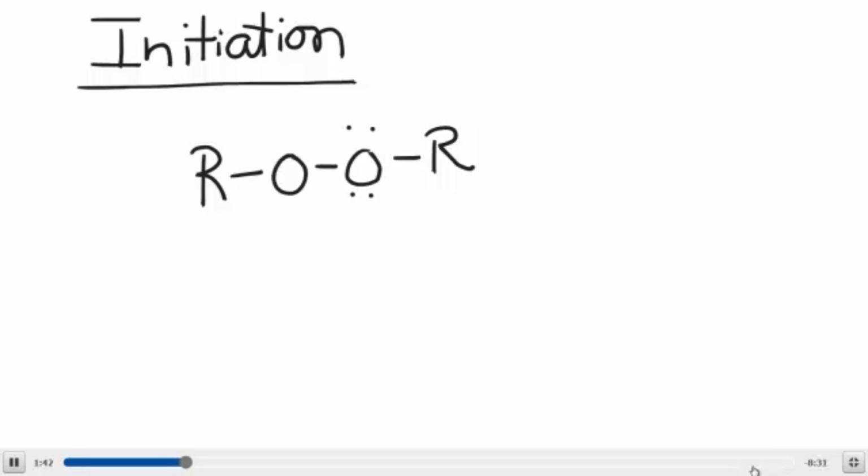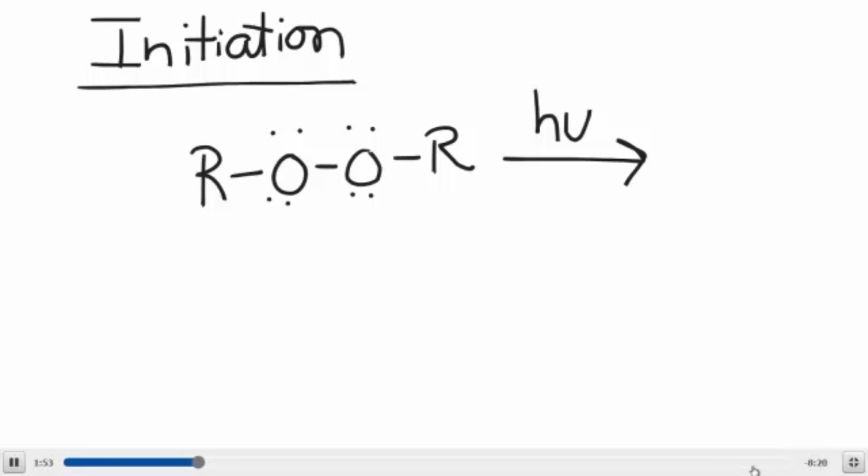So the first step of this reaction is called initiation. And in this step, we're going to use the UV light to break apart the peroxide bond. Now, those R groups can be hydrogens or other carbon chains. It really doesn't matter. The point is you will have this peroxide, and you're going to hit it with a specific wavelength of UV light.